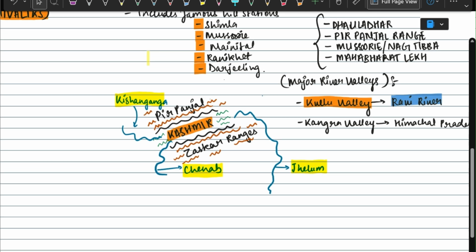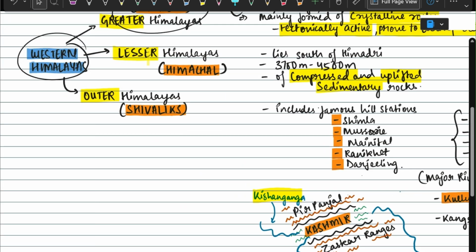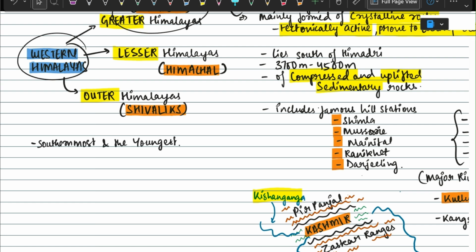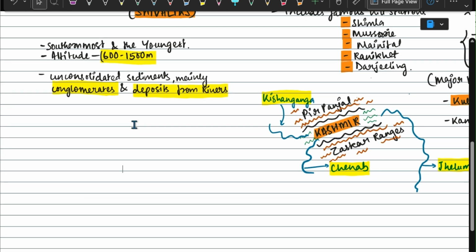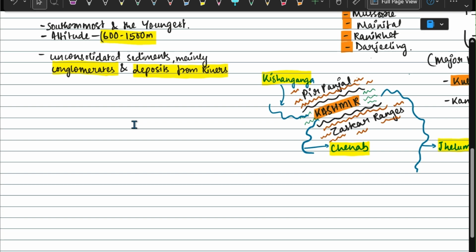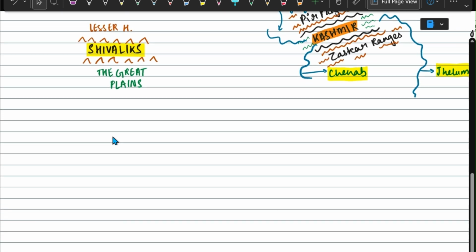Now let's talk about the Outer Himalayas, that is the Shivaliks. These are the southernmost and the youngest ranges, and the altitude is relatively low, varying between 600 to 1500 meters, and they are composed of unconsolidated sediments, mainly conglomerates and deposits brought down by the rivers from the upper ranges. This range is geologically unstable and is prone to erosion and frequently affected by landslides. The Shivalik ranges lie between the Lesser Himalayas and the Great Plains, and hence play a unique role in shaping the foothill geography of northern India.